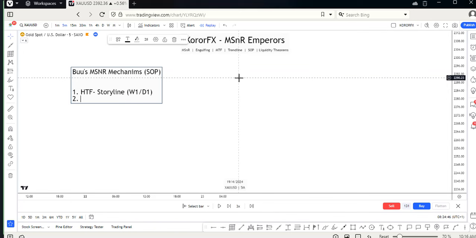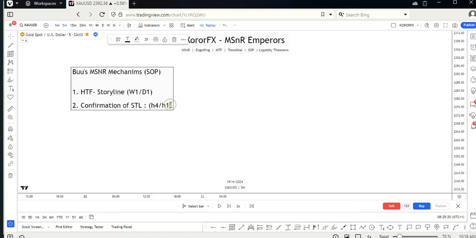Number two. In number two, we want confirmations. Confirmations of STL. You know what the STL is, right? Storyline. We can use multiple time frames, but I always like H4 and H1. I don't want 20-minute confirmation of the storylines. Okay, that will be very weak. What is the confirmation then? Confirmation means breakout. That can either be one time frame lower or two time frame lower breakout.